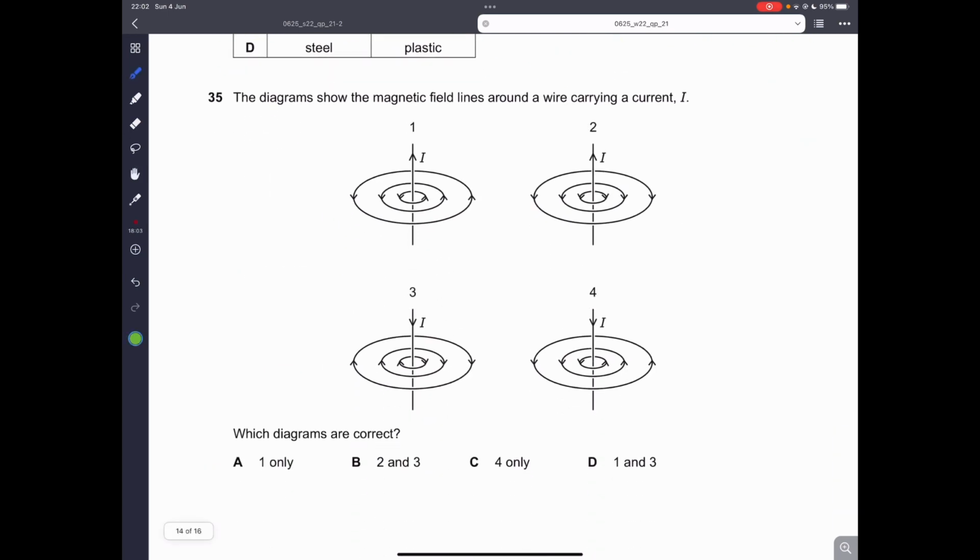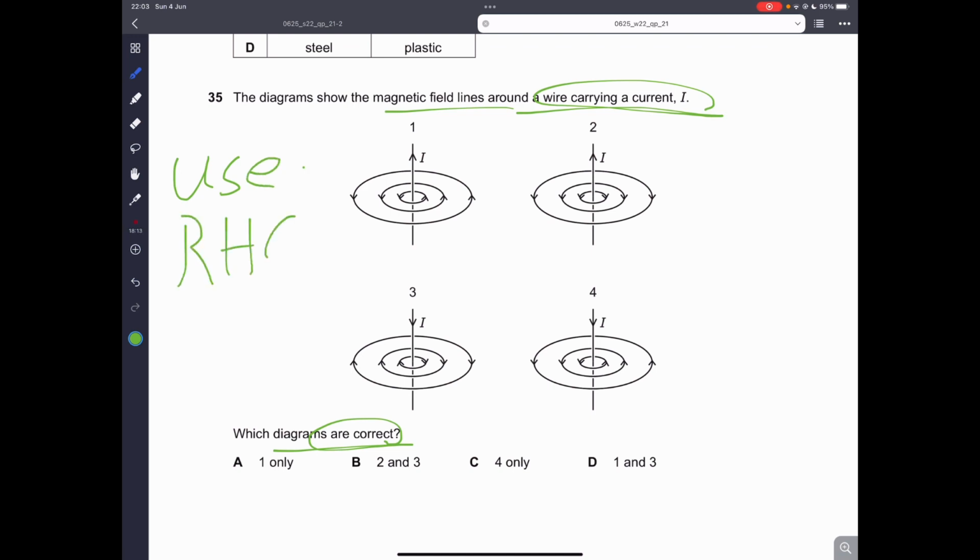35. The diagram shows the magnetic field lines around a wire carrying a current. Which diagrams are correct? For this one, you have to use your right hand grip rule. There are 2 right hand rules. One is the right hand grip rule. The other one is called the right hand rule.